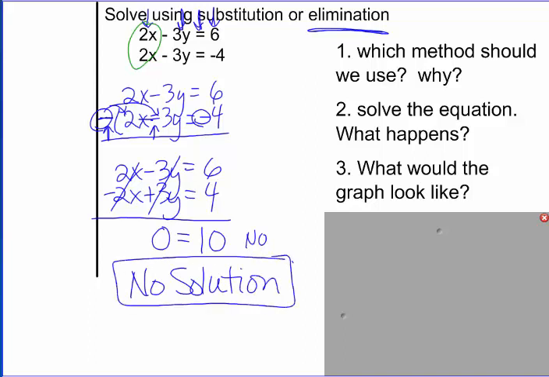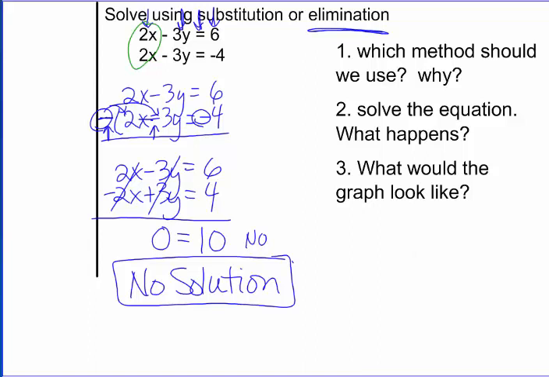Okay. Now, try to think back to what the graph might look like for a no solution. Remember, we did some solving with graphing. What kind of a graph gave you a no solution? Hopefully you remember if we had parallel lines. That means they don't cross. That means you can't find a point of intersection because there is no intersection. The lines don't cross. So that would be a no solution. So if you know you have a no solution, the graph should have parallel lines.